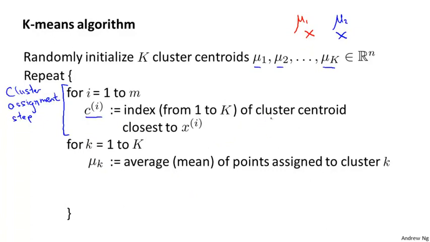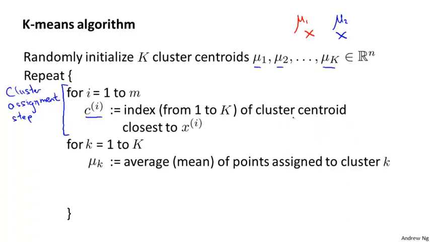Another way of writing this is, to compute ci, I'm going to take my ith example xi and measure its distance to each of my cluster centroids. This is mu and then a lowercase k. Capital K is the total number of centroids, and I'm going to use lowercase k here to index into the different centroids. So ci is found by minimizing over values of k: finding the value of k that minimizes this distance between xi and the cluster centroid, and that value of k gets set in ci.